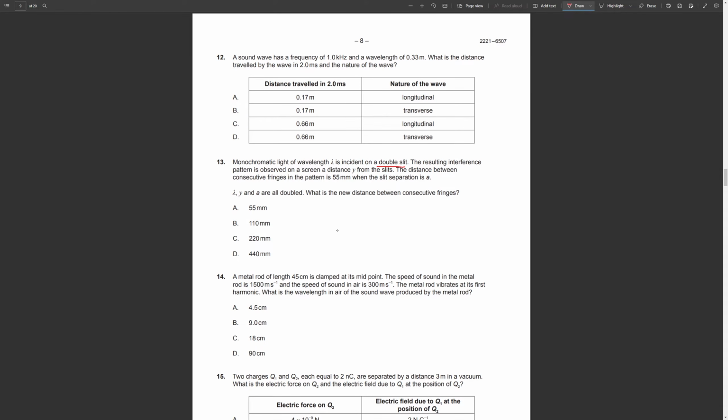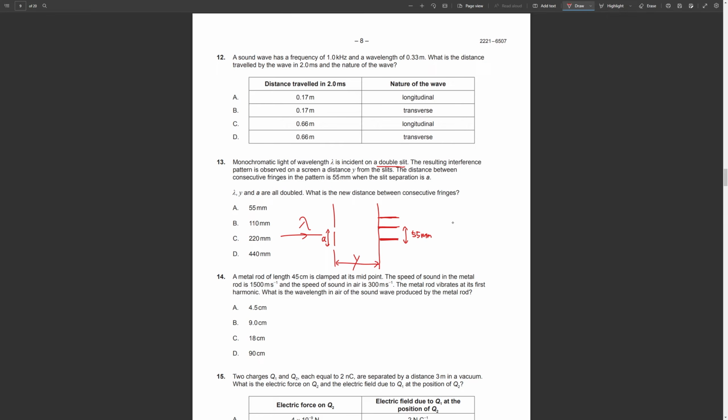Next, question 13. Double slit interference. You have a monochromatic light of wavelength lambda falling onto a double slit. The slit separation is A. And the light falls onto a screen which is Y away from the double slits. On the screen, there are bright fringes. The bright fringes are separated by a distance of 55 millimeters.